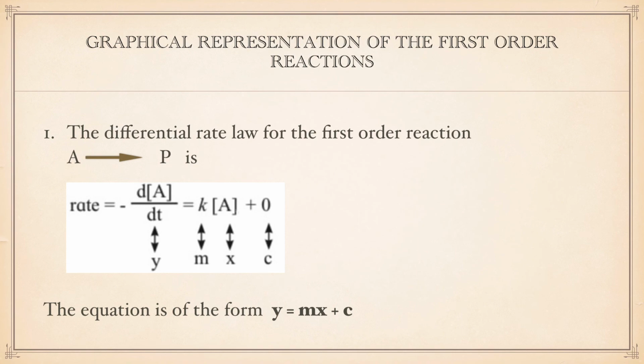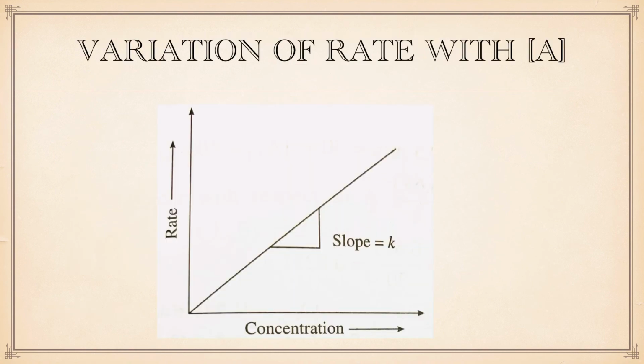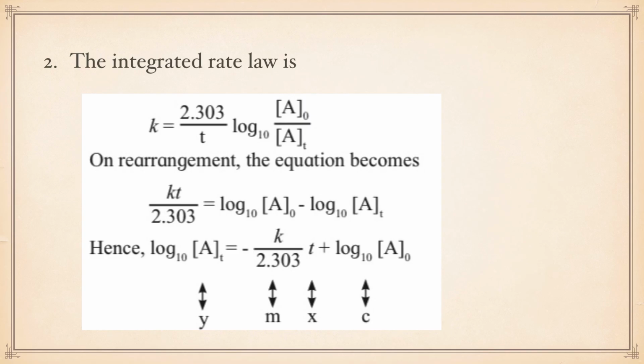So now we'll just see how the graph will look. Over here, as you can see, when I plot a graph of rate versus concentration, the graph will pass through the origin and the slope is nothing but equal to k. Okay, so now we'll do the next type, that is from the integrated rate law.